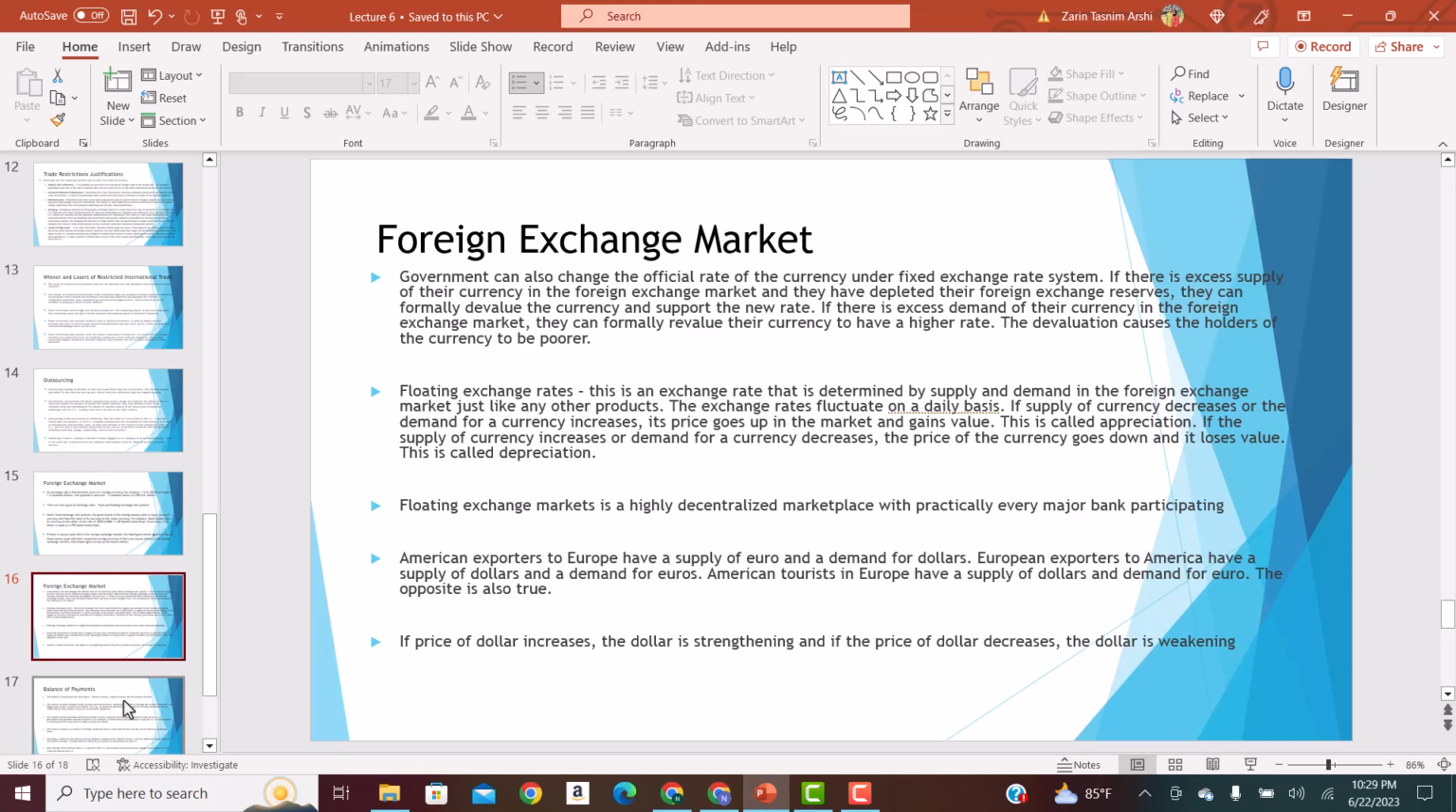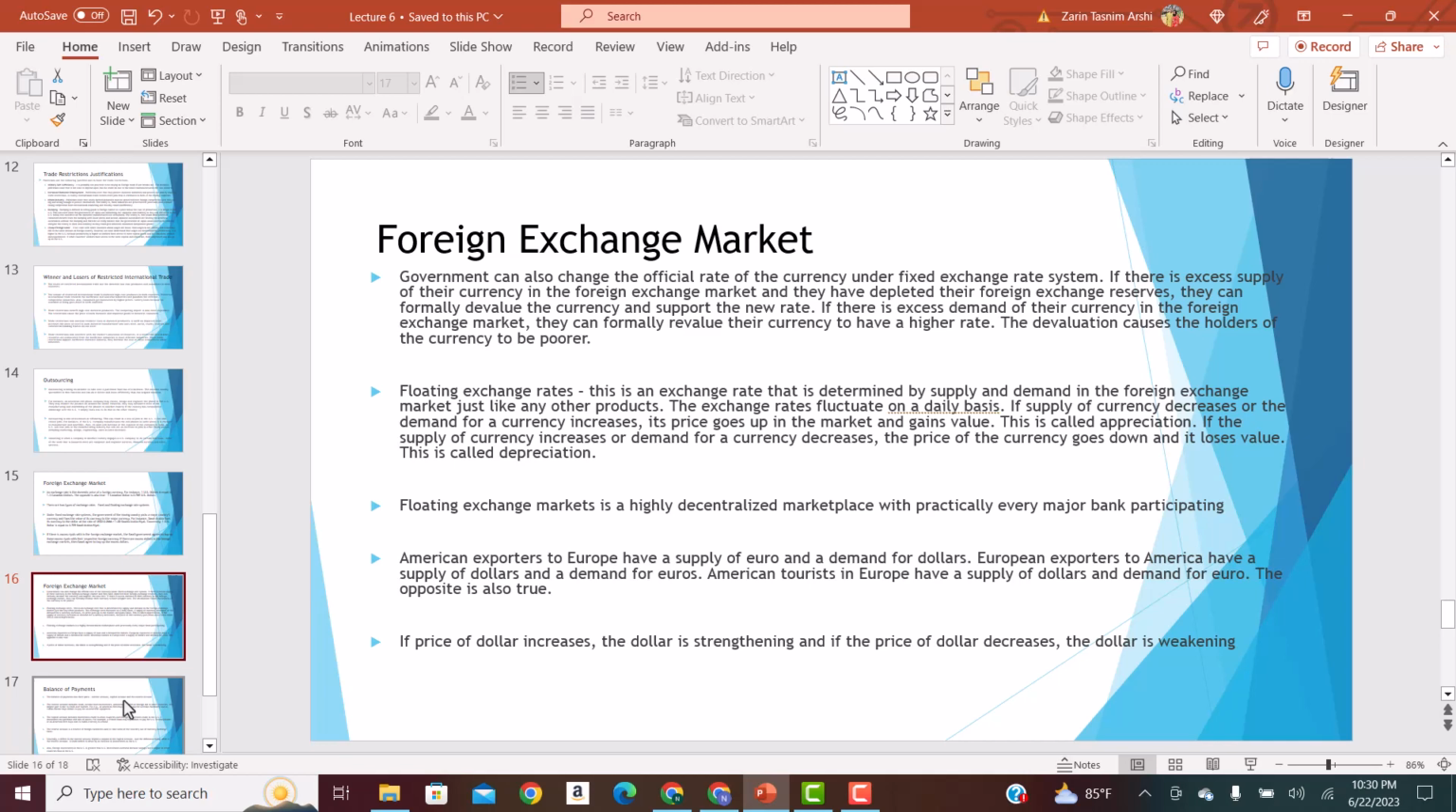Now, most countries have floating exchange rates, such as the US. The exchange rate of the currencies is determined by the supply and demand in the foreign exchange market, just like any other products. It's a free market. Whatever the demand and supply is for the dollar will determine its value. Whatever the demand and supply is for the euro will determine its value. And the exchange rate fluctuates on a daily basis.